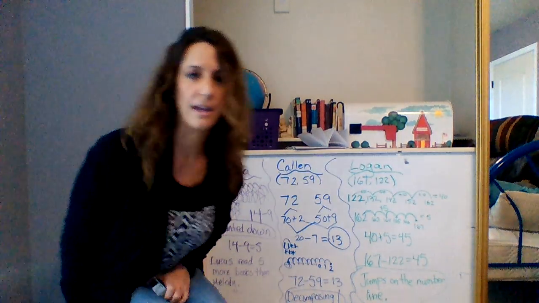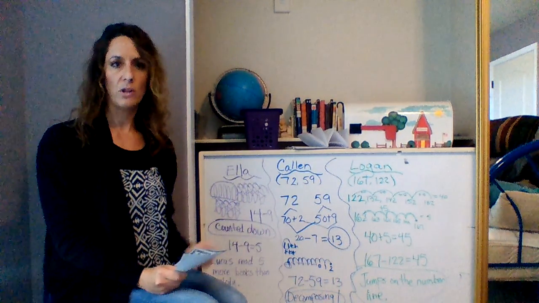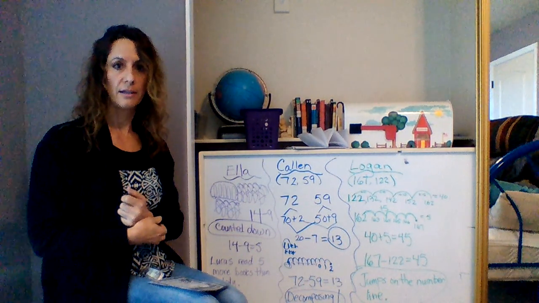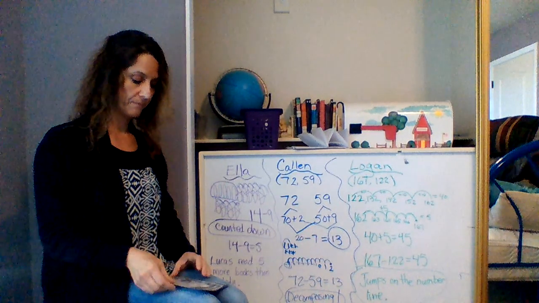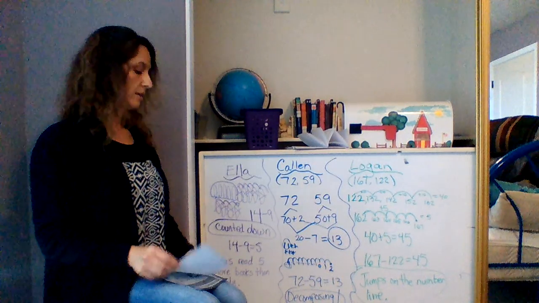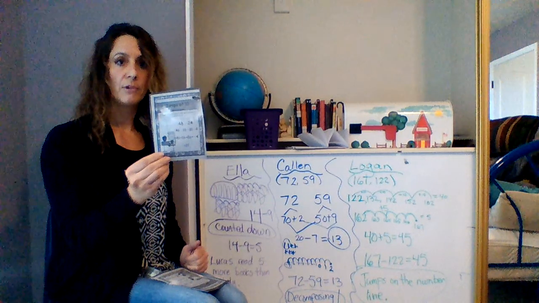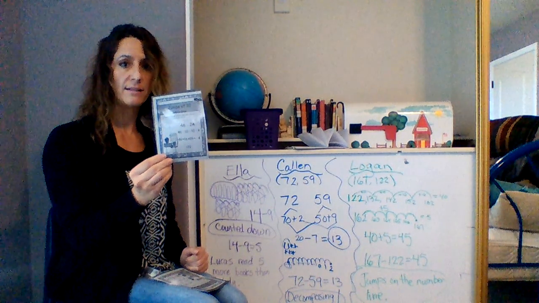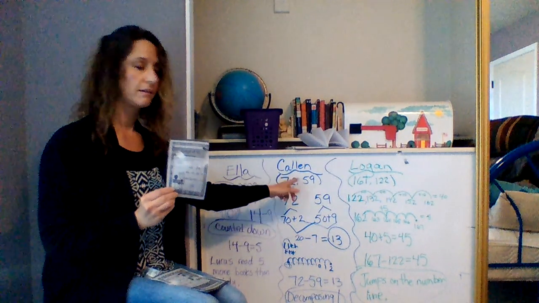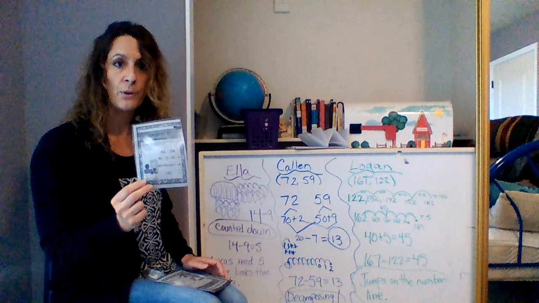And I want you to think, which strategy belongs to which student? Ready? You have to point to it. I'll give you a moment to think. All right, so which student used jumps of 10? Which student used jumps of 10? Was it Ella, Callan, or Logan? Think, think, think. Point to the name, point to the name.